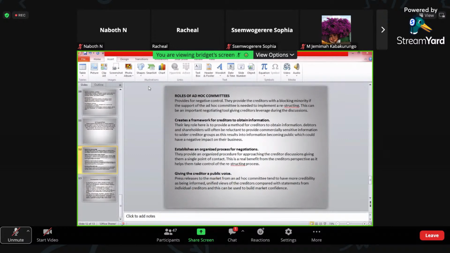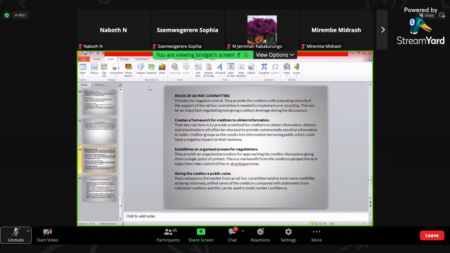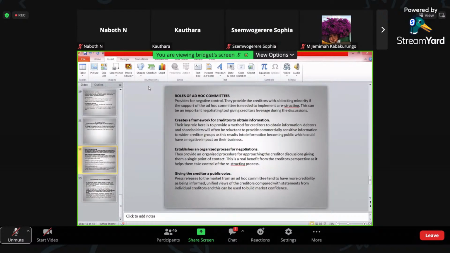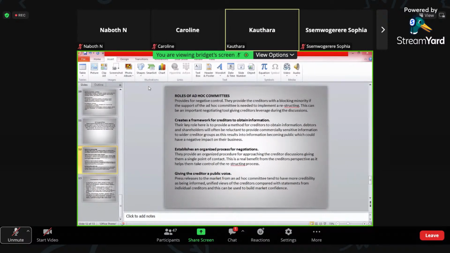Okay, maybe let me continue. The fourth point is that it gives creditors a public voice. Here the creditors are given a public voice. They can say anything they want. As they are given a public voice, they express their views, and this becomes very helpful. It doesn't let the shareholders or other stakeholders get engaged, so it puts pressure on them.